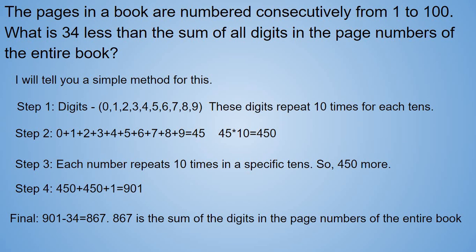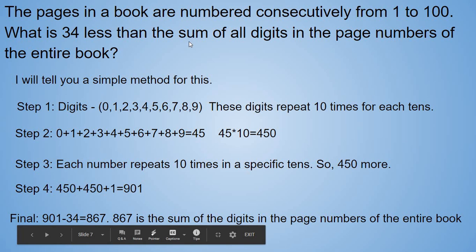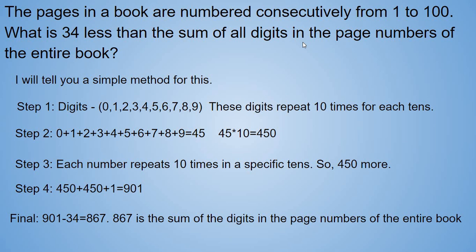And then we added it to the 900, which is 901. Then we weren't done just there. We had to find 34 less than the page number sum. So we subtracted 34, which is 867. So 867 is 34 less than the sum of the digits in the page numbers of the entire book. 867 is our final and amazing answer. Now, wasn't that much faster than having to add all those digits up?